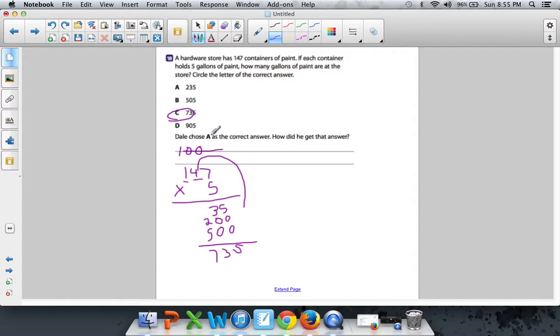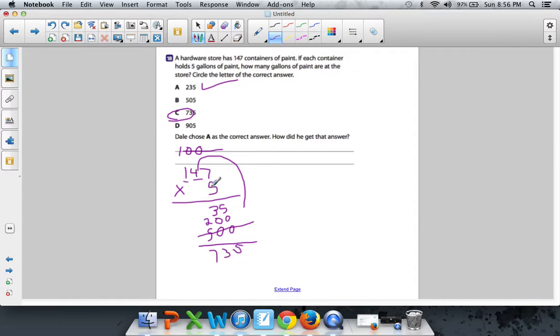Dale chose A as the correct answer. How did he get that? He chose A? Well, he got the 35 part right. Why did he? Oh, I know what he did. 235 is what would happen if you completely ignored that 500. Like if you did 35 plus 200, that would get you 235.